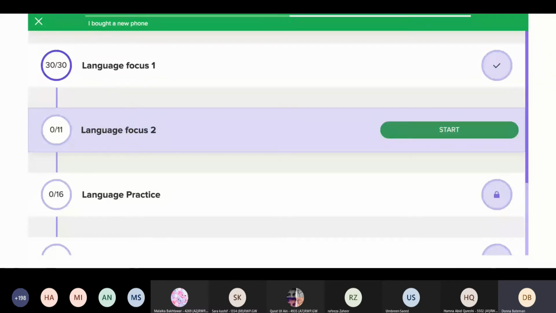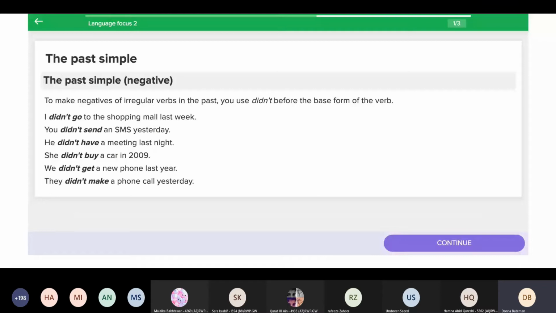Okay, I will give it a few seconds for your screens to change. We are again talking about the past simple, but this time we're talking about the negative, when something didn't happen. And this in some ways is easier because all verbs take the same form, whether they are regular or irregular. It doesn't matter.